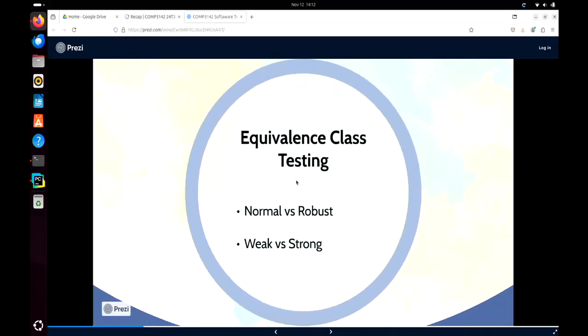And then we also learned equivalence class testing. Similar to boundary value testing, there are concepts of normal and robust, weak and strong. Weak and strong is related to the single fault assumption.